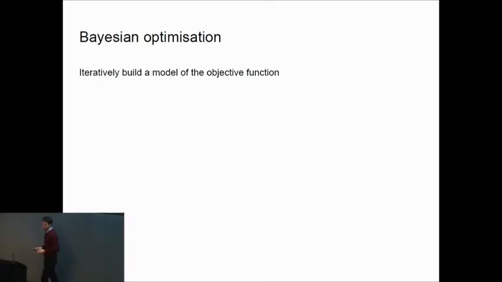Okay, so one approach towards optimization, which is very popular at the moment, is Bayesian optimization. So I'll start by doing a quick introduction of Bayesian optimization. The key idea is that we're going to be building an incremental model of the objective function.